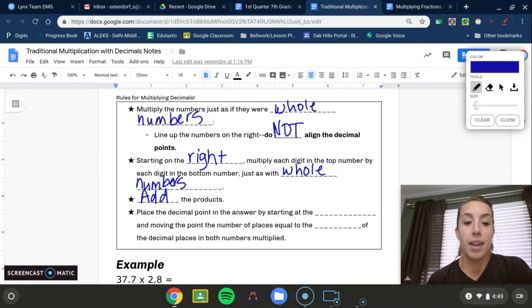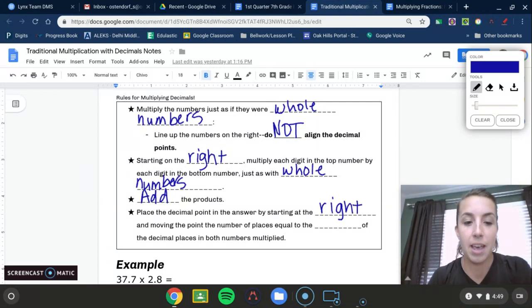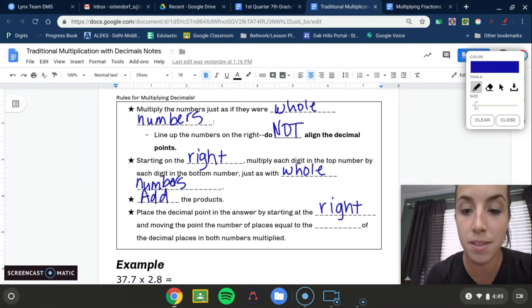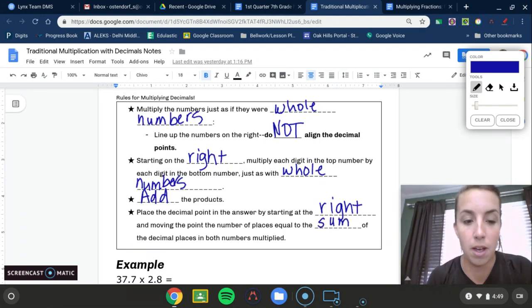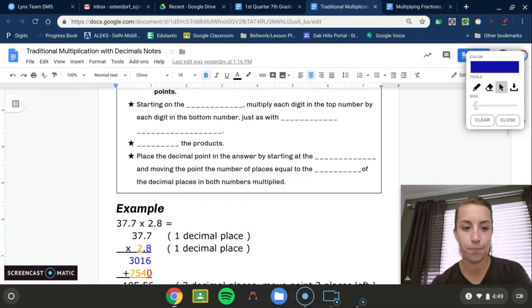Okay. Now the decimal point, you're going to place the decimal point in the answer by starting at the right, and then you're going to move the point the number of spaces equal to the sum of the decimal places in both numbers being multiplied together, okay? I'll show you exactly what I mean by that. But just a reminder, when you see the word sum, it means the answer to an addition problem, okay? And I'm going to show you exactly what I mean here. So let's go ahead and scroll back down.